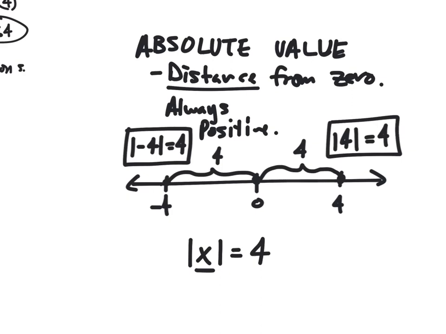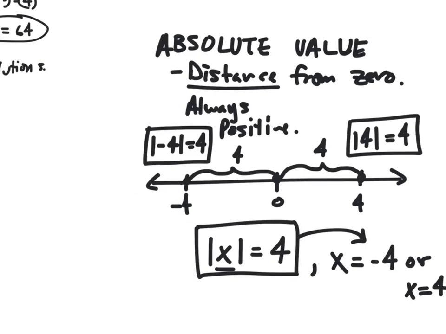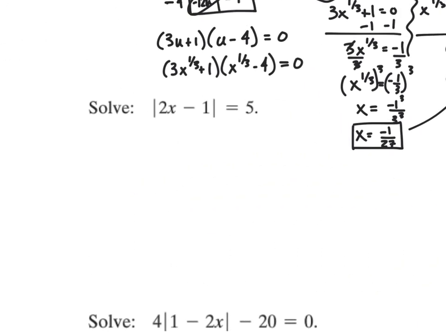And if you look back up here, I did 2 different problems and got the same answer of 4. So what I could do here is say that x is equal to negative 4 or x is equal to positive 4. So it's this step, going from an absolute value equation to getting rid of the absolute value, where you should get 2 answers. So I'm going to apply this same concept over here to this problem.